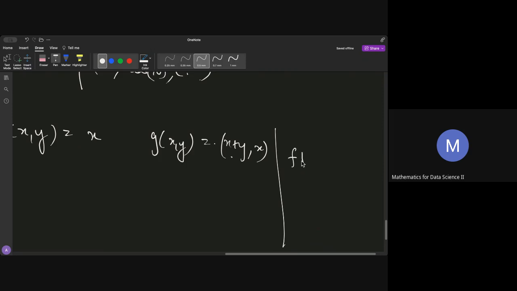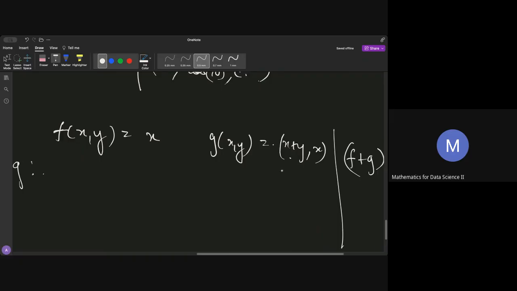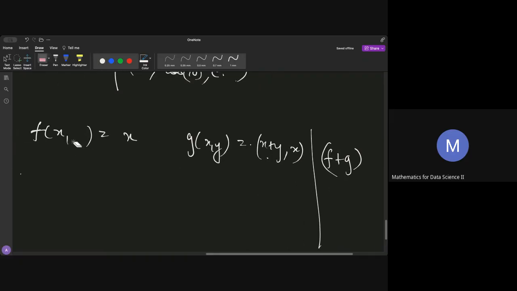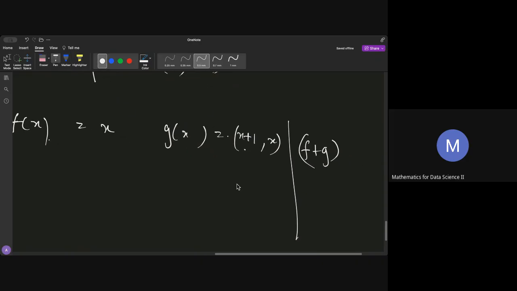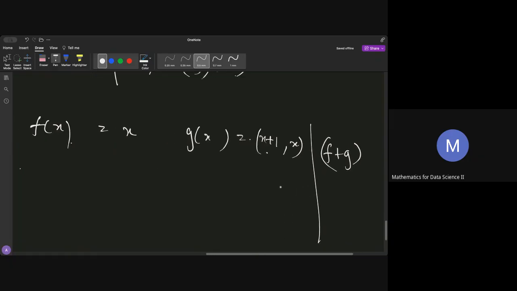Let's say I have f plus g. To make things simpler, I'm just taking x here, and here I'm taking x and this thing. Can you see it now? Can I add these two functions? You have studied the sum of two functions, right? Two one variable functions in Maths 1. How do we define the sum of two one variable functions?